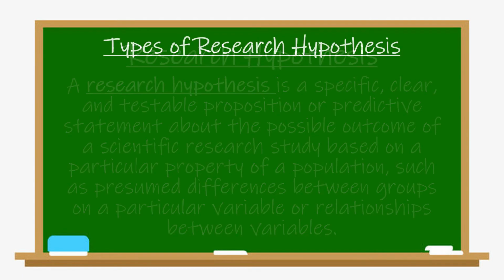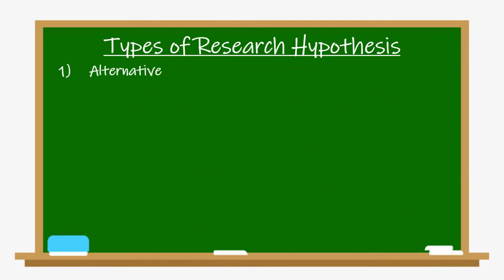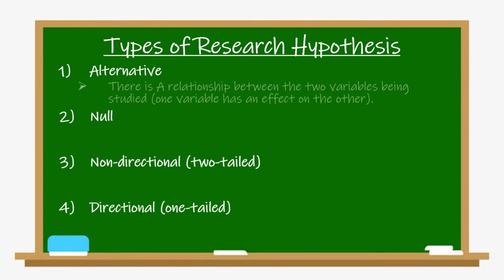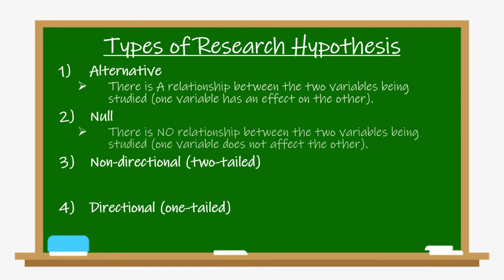Research hypotheses have 4 types, which are alternative hypothesis, null hypothesis, non-directional hypothesis, and directional hypothesis. To know more about each type of research hypothesis, I will explain the meaning of each. First is the alternative hypothesis. The alternative hypothesis states that there is a relationship between the 2 variables being studied. One variable has an effect on the other. Second is the null hypothesis. The null hypothesis states that there is no relationship between the 2 variables being studied. One variable does not affect the other.